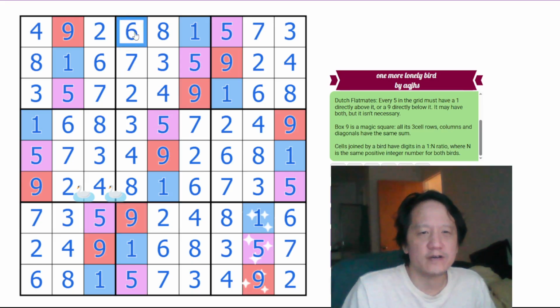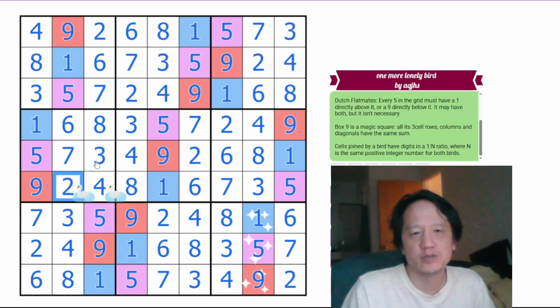Box 2, we have for box 6, 2 must be in that position. Box 8, 2 must be in that position. Box 1, 2 must be in that position. Box 7, 2 must be in that position. Box 3, 2 must be in that position. Box 5, 2 must be in that position. Box 2, obviously itself. Box 4, 2 must be in that position. Box 9, 2 must be in that position.